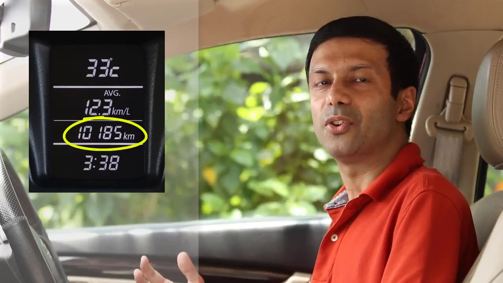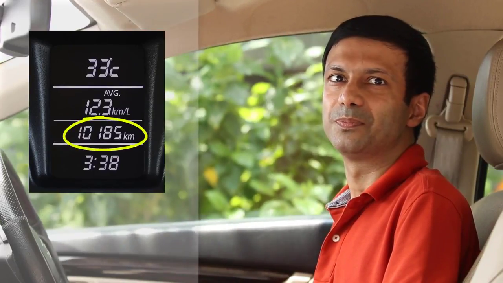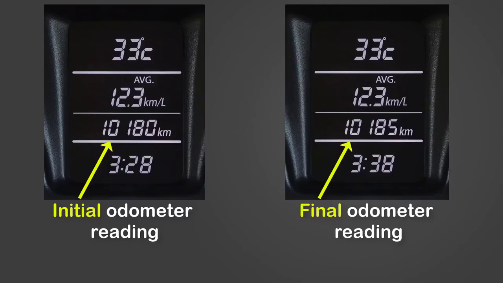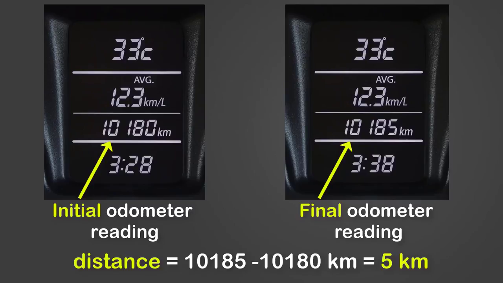As you're traveling, the odometer will keep on ticking. Now let's say when you reach your destination, the odometer reading is 10,185 kilometers. So what's the distance you've traveled? That's right. You just have to subtract the two readings. So the distance here is 5 kilometers. We know how to measure distance.